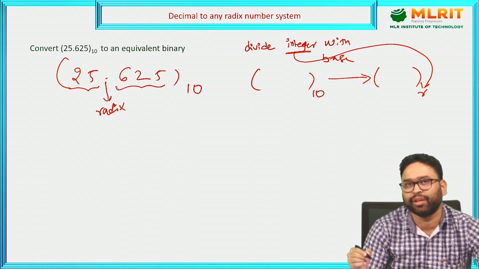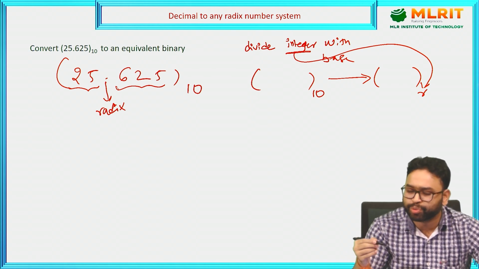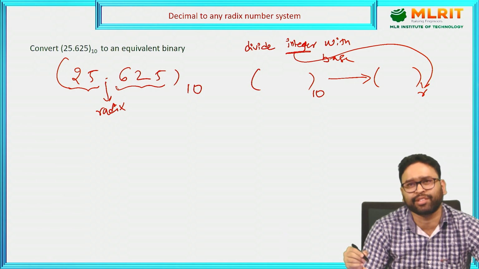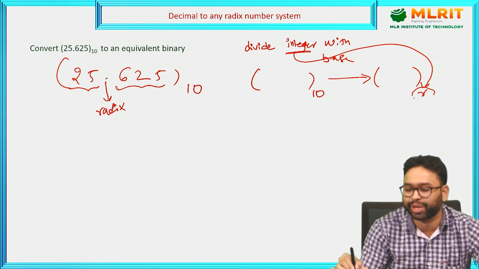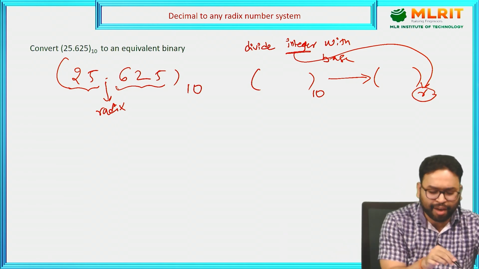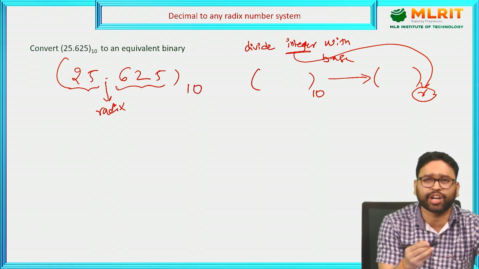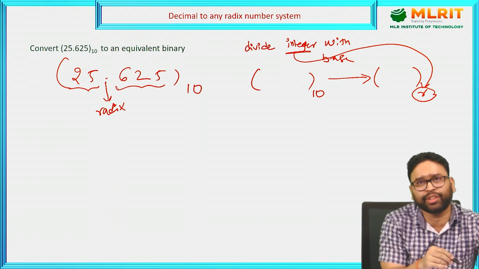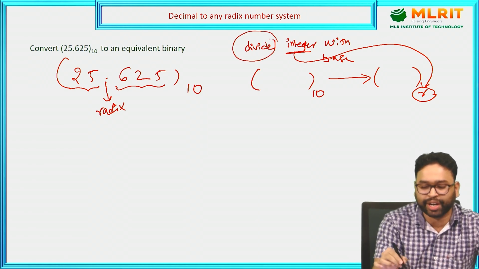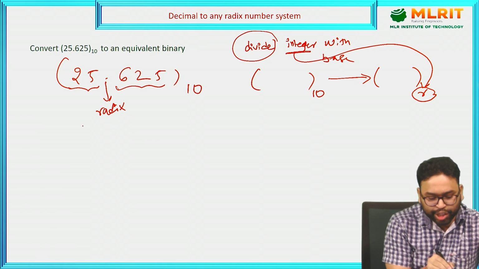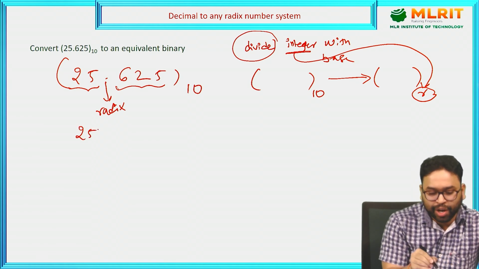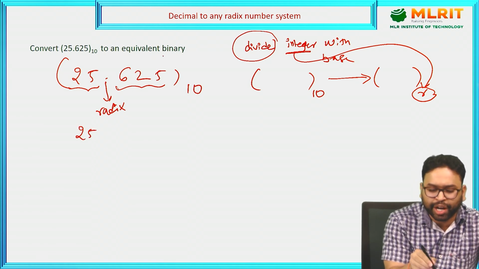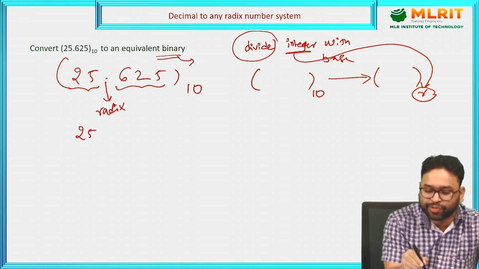In case of a fractional part, you are supposed to multiply that fractional value with respect to this base r. Here we have both values, integer as well as fractional. Let's try to convert that value. In case of integer, what I said, we are supposed to divide. Let's consider the integer part only, 25. Now the base we are converting to is binary, and its base value is 2.